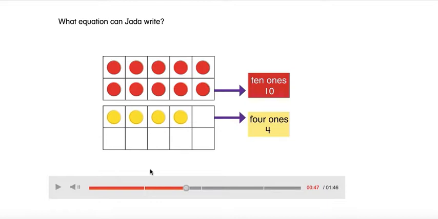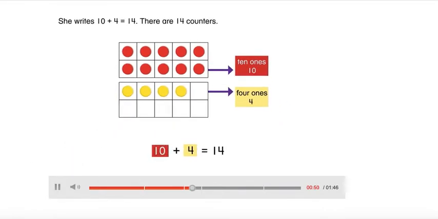So we've learned the last couple days that we can use a group of 10 and another group to make a teen number. So how can Jada write an equation here? The first number we would use is our group of 10, our greater number. We want to group our teen numbers by a group of 10 first and then the extra ones. So if we're composing, then we're adding and we're going to use our plus sign. So we've got a group of 10 plus a group of 4 yellow. She writes 10 plus 4 equals 14. There are 14 counters.